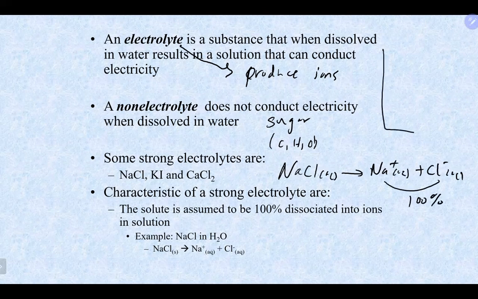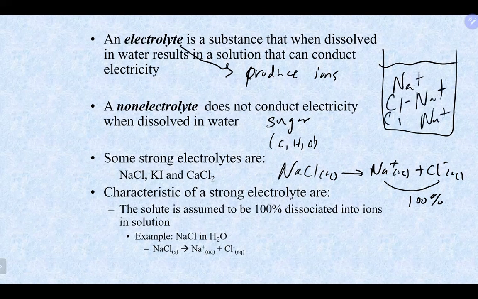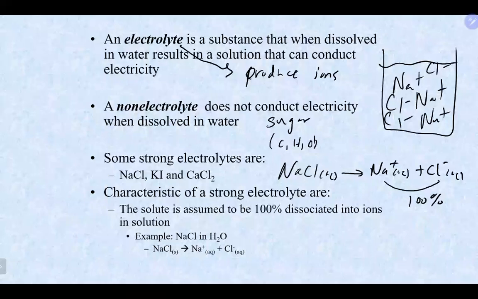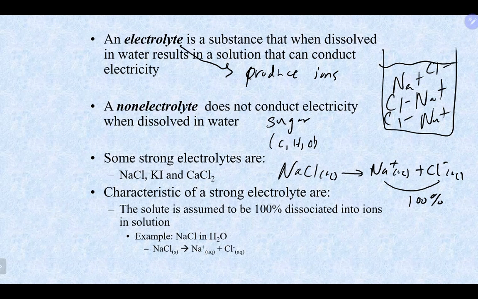So if I do an award-winning drawing of a beaker and you had that, you basically would just have these ions floating around, sodium ions and chloride ions, but you would have none of the sodium and chloride still together in that solution. And that's why it's a really strong electrolyte, because you basically just produce a lot of ions really quickly. It's going to be able to conduct electricity really, really well.